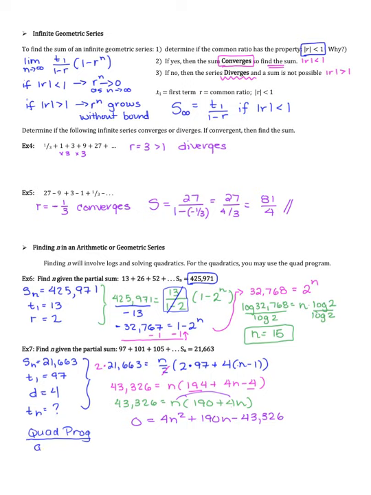Because what I have here is, if I use that A is 4 and B is 190 and C is negative 43,326 and I plug it into my lovely quadratic program, I get that n is either 83 or negative 130.5. Well, obviously n cannot be a negative number. That's just crazy because you can't add the absence of something. So we had 83 terms that gave us that particular sum. Or you can just plug it into the quadratic formula and you have a calculator. It's not that hard.